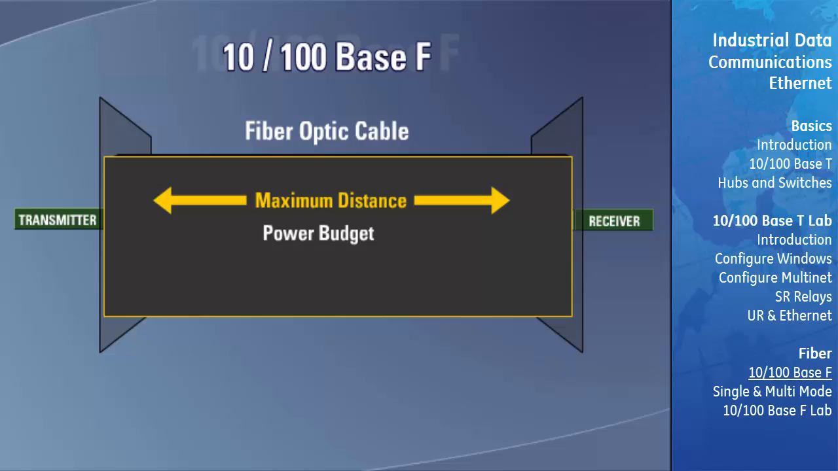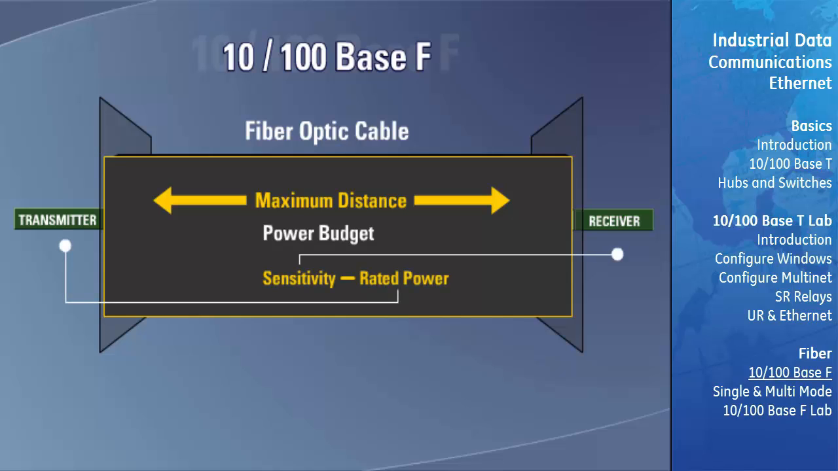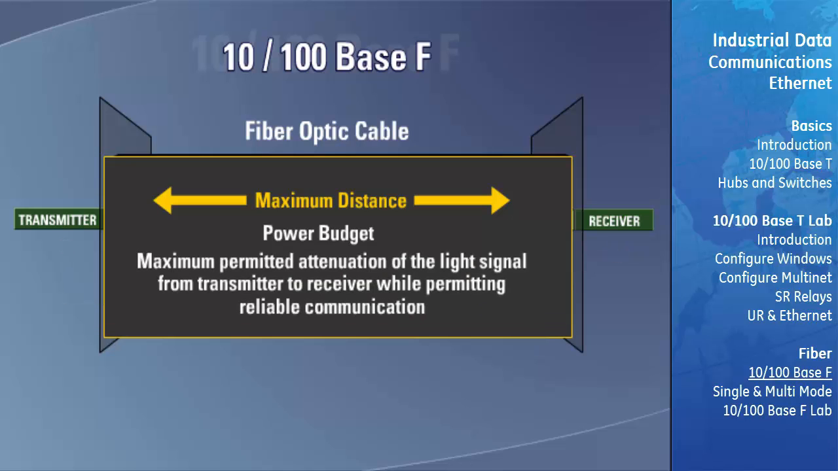First, the power budget is determined by subtracting the transmitter's rated power from the receiver's sensitivity, both of which are measured in decibels of light intensity. For example, if a particular transmitter is rated at minus 15 decibels and the receiver's sensitivity is rated at minus 35 decibels, the difference of minus 20 decibels is the power budget. The power budget can be thought of as the maximum permitted attenuation of the light signal as it travels from the transmitter to the receiver while still permitting reliable communication.